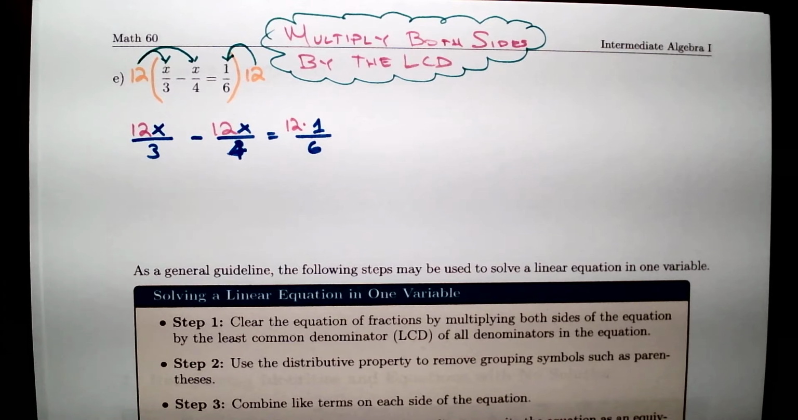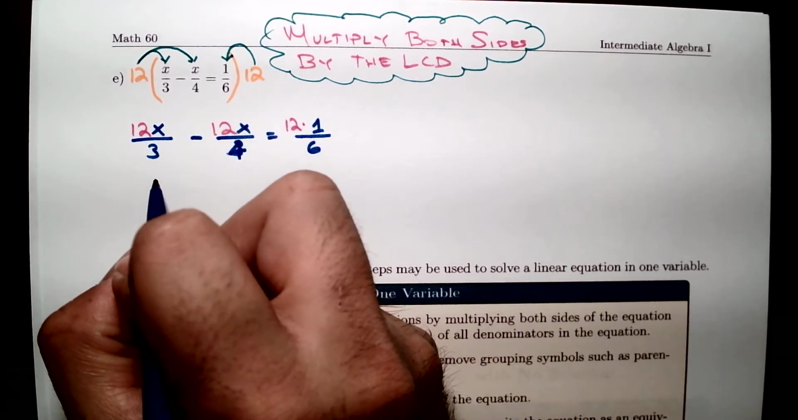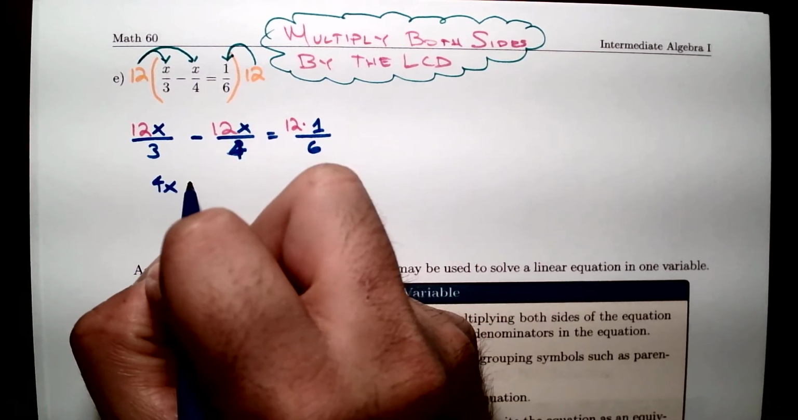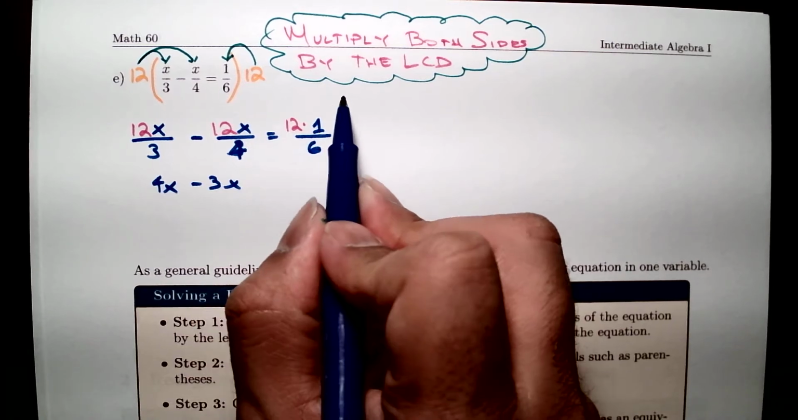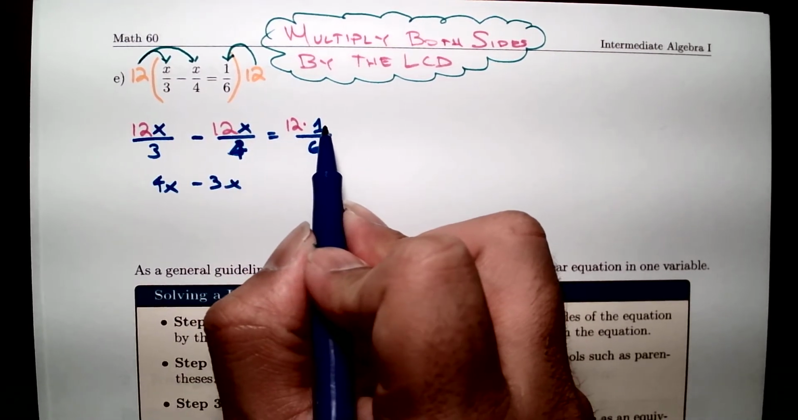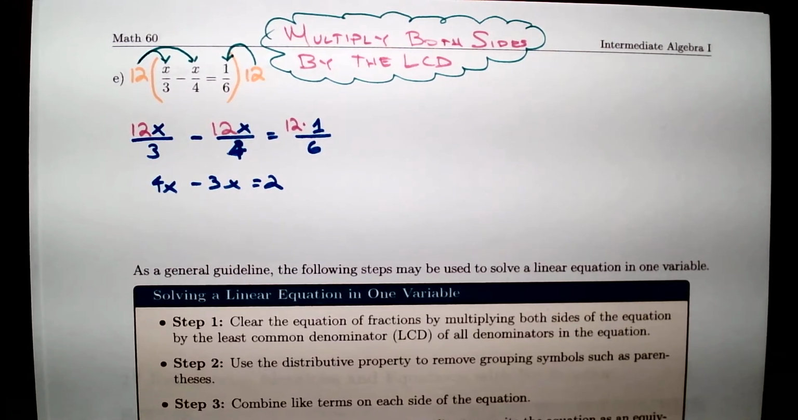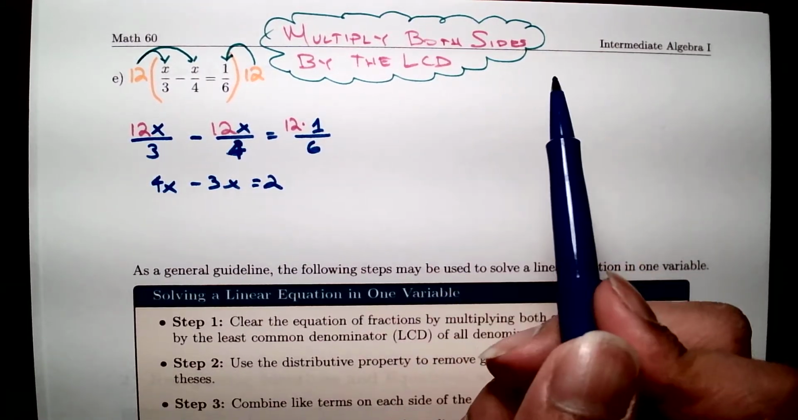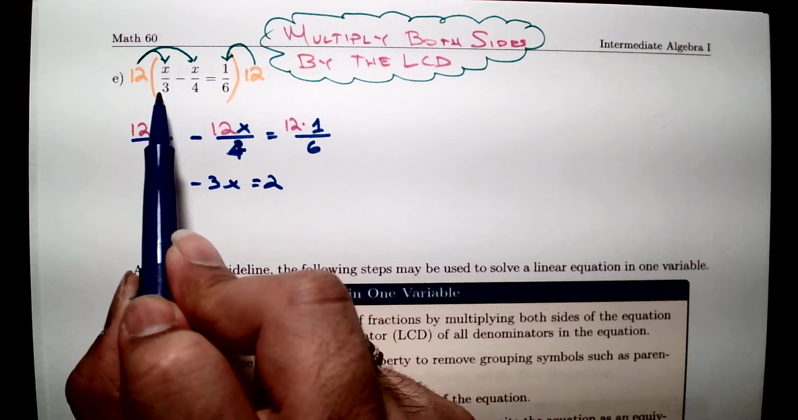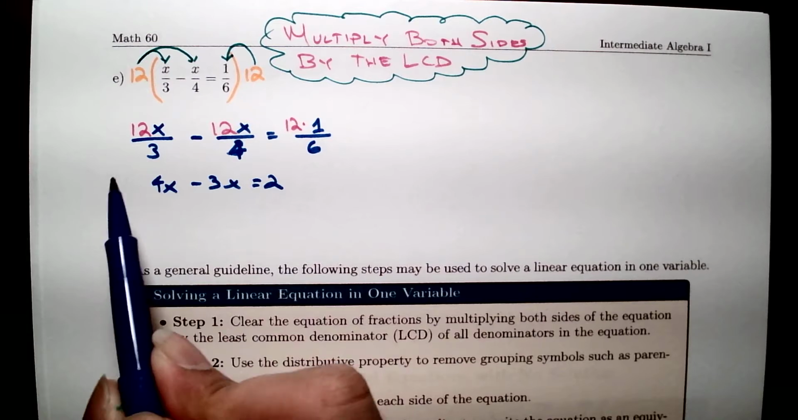All right. So how are we going to proceed here? We're going to do the indicated operations. 12 divided by 3, that's a 4x, and 12 divided by 4, that's a 3x. And then 12 times 1 is 12, and 12 divided by 6, that's going to give me a 2. That's the magic touch of multiplying both sides of the equation by the LCD. Those fractions get killed, and we only get a way easier problem to work with.